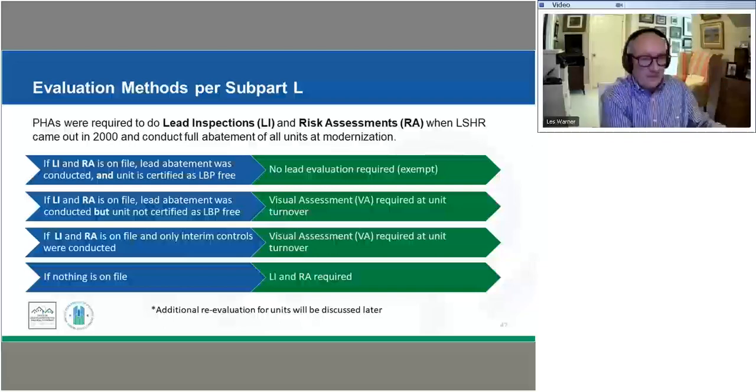So as Chris walked us through on the disclosure process, we're providing that disclosure of what we know about that property, about that unit that people are considering renting. So making sure that you've got a good file system that captures that information, holds on to it, so that you have that information in place is going to be important for you.